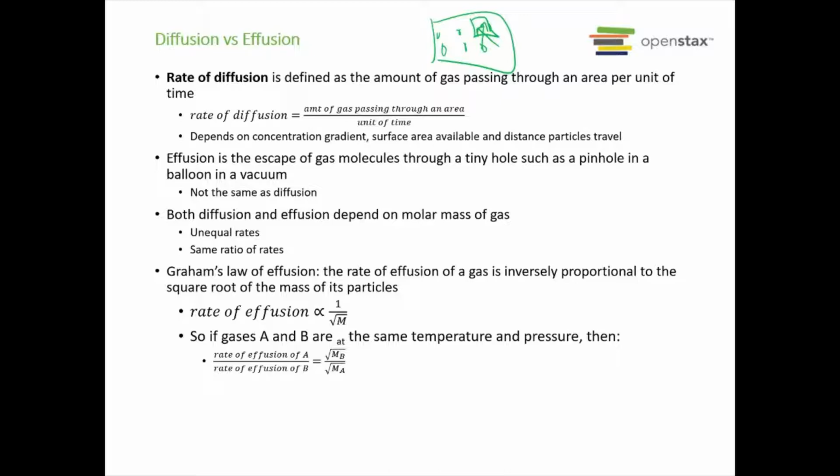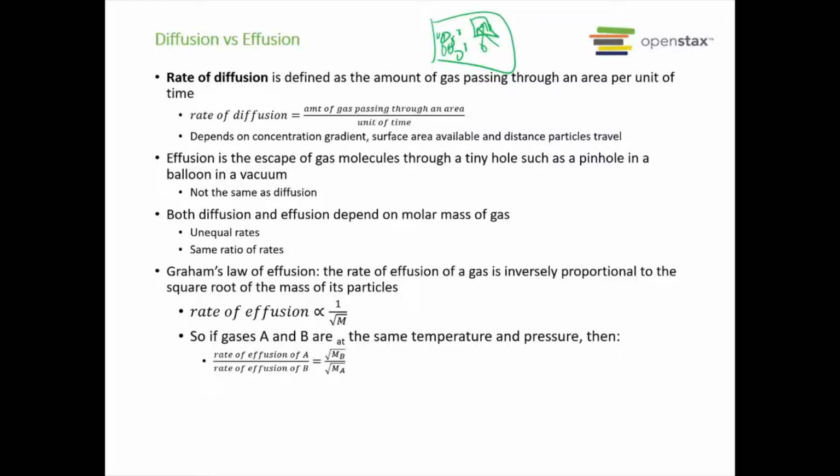This is dependent on the concentration gradient. You might have areas where there's more gas, so it might have a different rate of diffusion than somewhere else until everything is equally distributed. The surface area that's available also changes your rate, and the distance that the particles have to travel also affects your rate of diffusion. Now, effusion, so now with an E, is when gas molecules escape through a tiny hole.